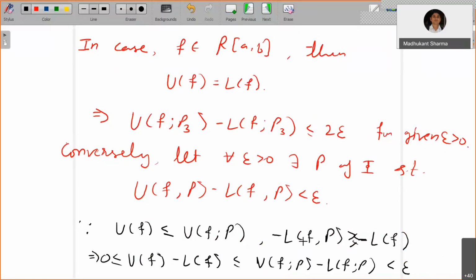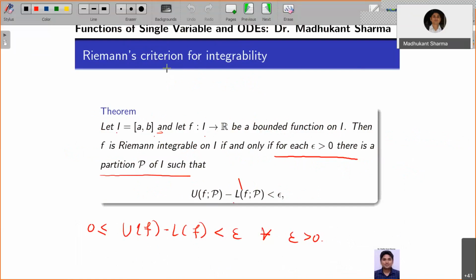Okay, so this is true for every epsilon. This is only possible when U of f minus L of f is 0, because now it is independent of partition. So that shows that U of f is equal to L of f, meaning f is Riemann integrable. This is known as Riemann's criterion for integrability.